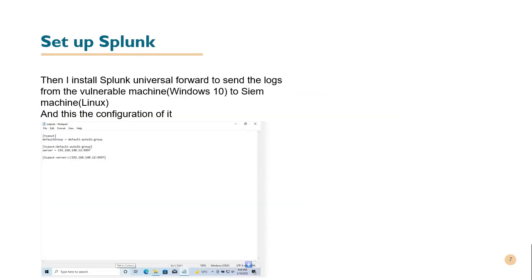After that, I installed the Splunk Universal Forwarder, which acts as an edge agent to send the logs from the vulnerable machine, which is Windows 10, to the SIEM machine, which is Linux. And this is the configuration of it. The configuration is simple. You just type the IP address of your Linux SIEM machine and the port that you enabled on the SIEM machine.